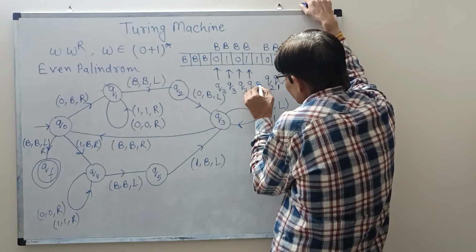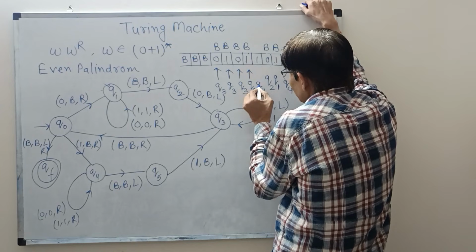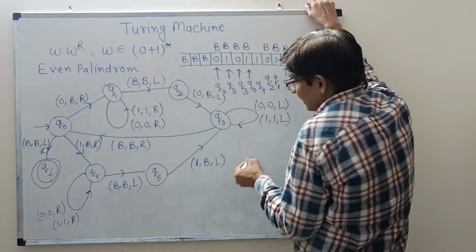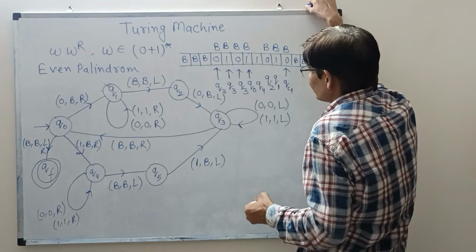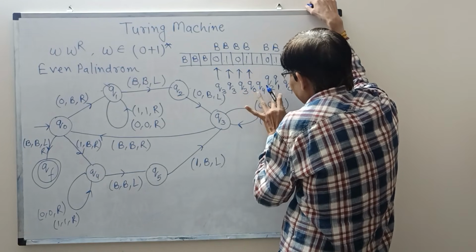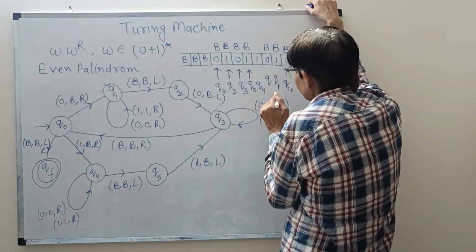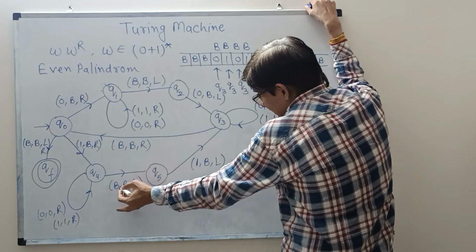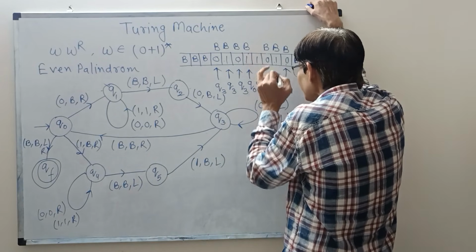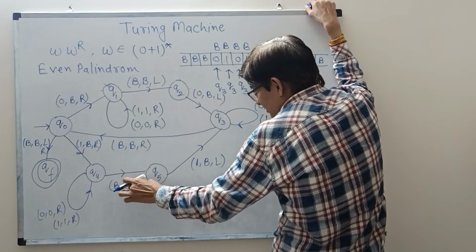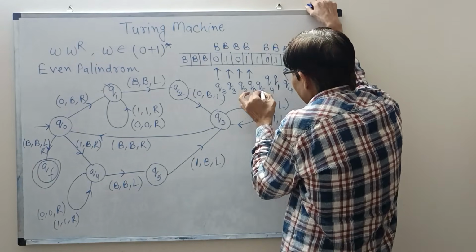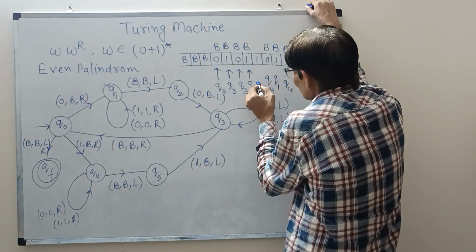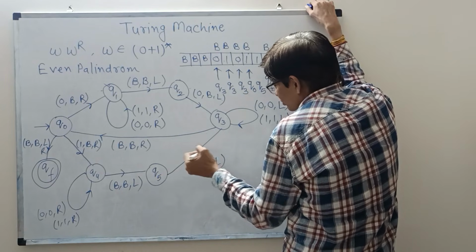So now I am in Q4 and I'm getting 1. On Q4, if you are getting 1, you will leave it as it is and you will continue moving towards right. At some point, you will get blank on Q4. When you are getting blank on Q4, you are leaving this blank as it is, but you are changing your state to Q5 and you are moving towards left.